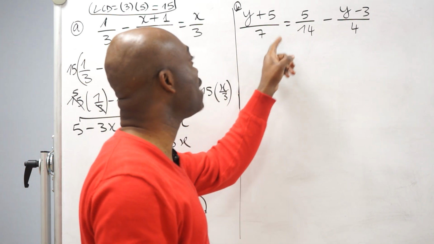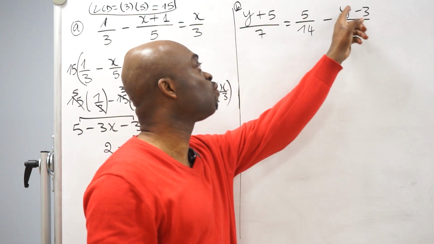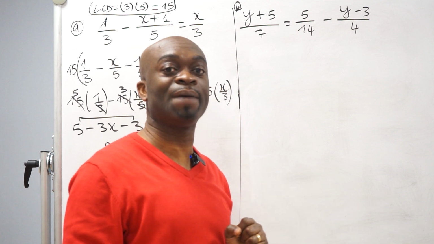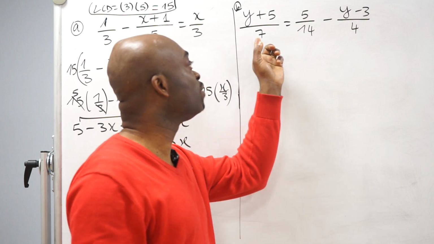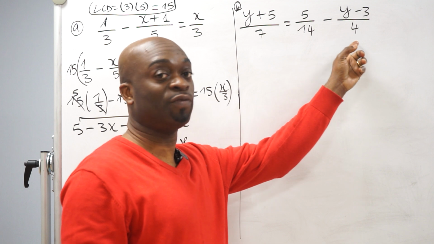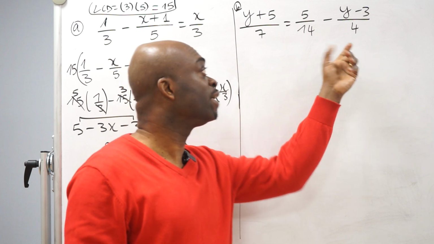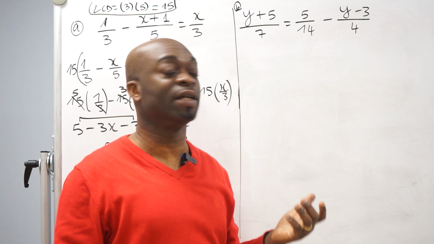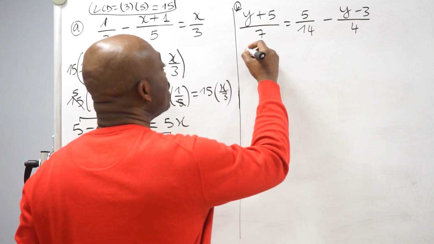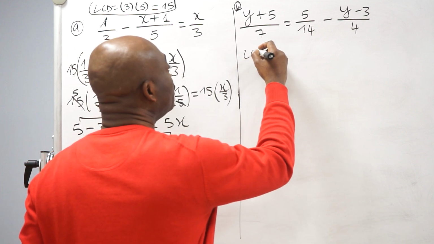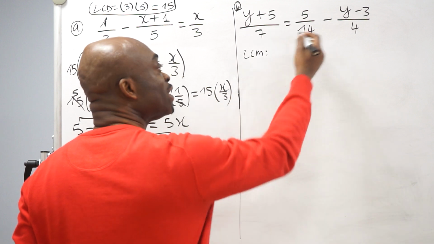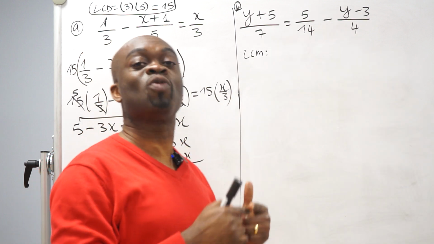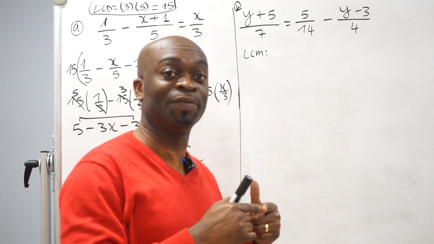y plus 5 over 7 equals 5 over 14 minus y minus 3 over 4. We've got to find the lowest common denominator in this case also. Now we're dealing with 7, 14, and 4. We can use the lowest common multiple to do this problem, for example. The lowest common multiple: we take these numbers, find the multiples of them, and see which is the smallest one that they have in common, right?